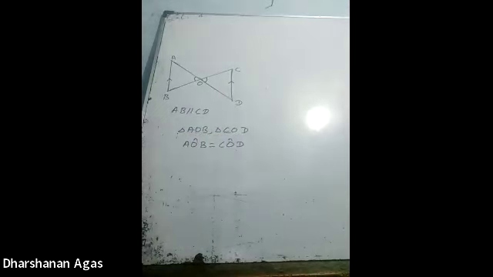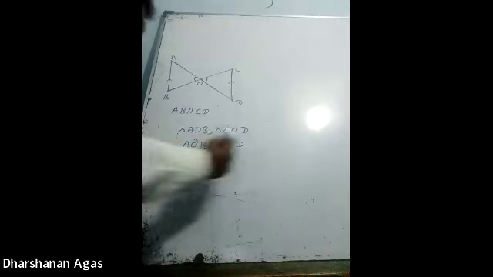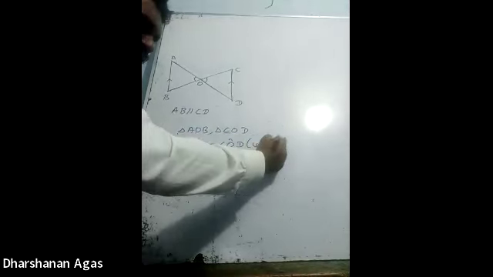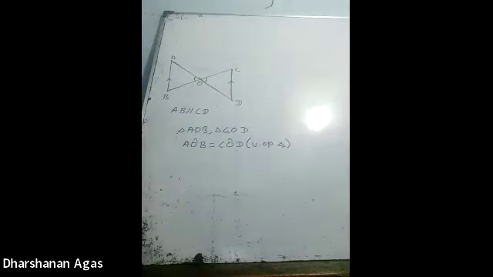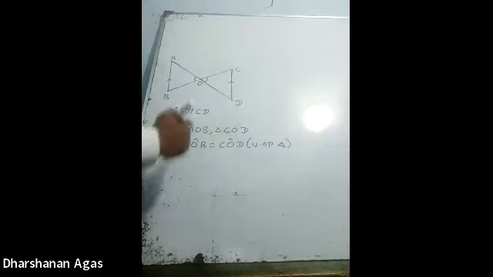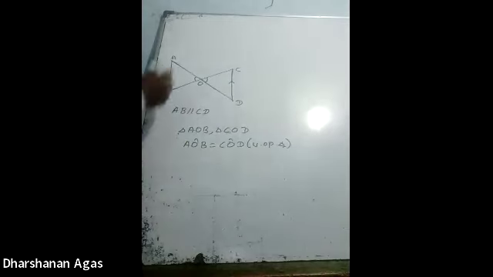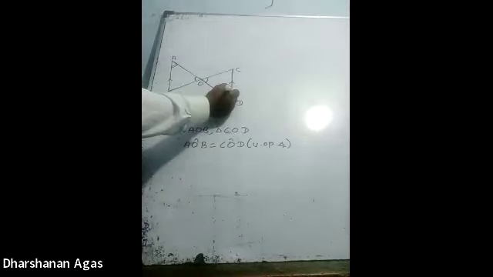What is the reason? Now I didn't give it, so the reason is vertically opposite angles are equal. Write it in full form. Another set of angles also you can take. Only two pairs we need. Already one pair I wrote. Another pair I am going to write, this and this. What type of angles?